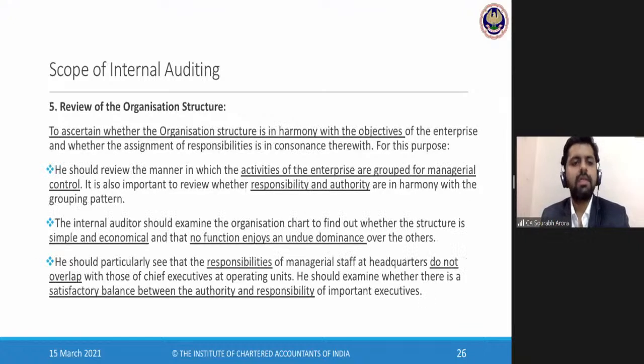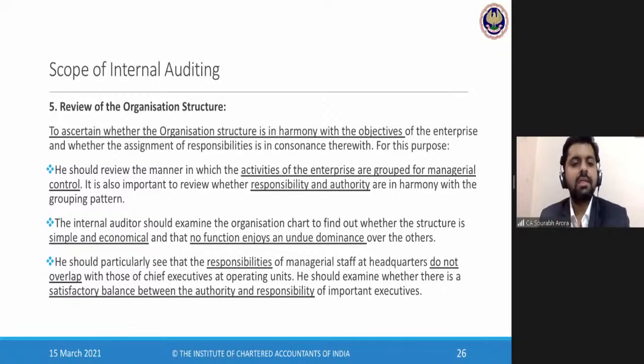Fifth one is the review of the organization structure, to ascertain whether the organization structure is in harmony with the objectives. So this is a design thing, and whether the design of organization structure is in harmony with the objectives of the organization. So this should be considered. Then how the activities of enterprises are grouped for managerial control, and whether the responsibility and authority are in harmony and are balanced.